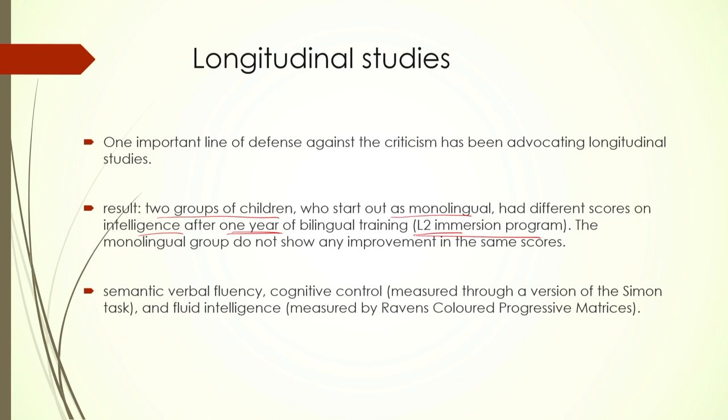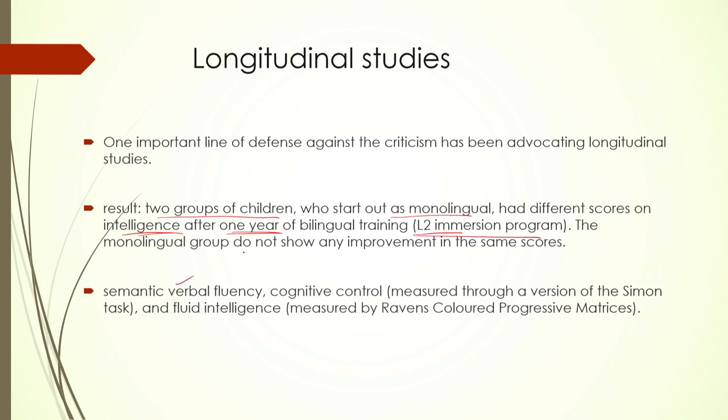The comparison between these two groups showed that they scored differently on various measures of intelligence after 1 year. Both groups started as monolingual; one group continued to be monolingual, the other group had 1 year of training in L2, so becoming bilingual, and at the end of that 1 year they had different scores on intelligence. So various domains were found to be affected.